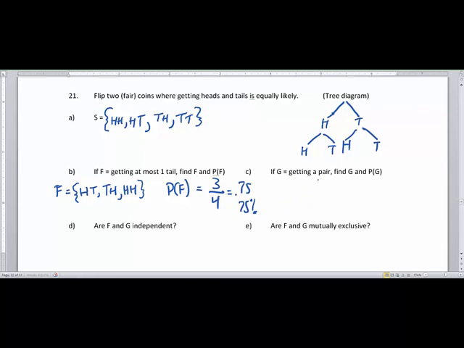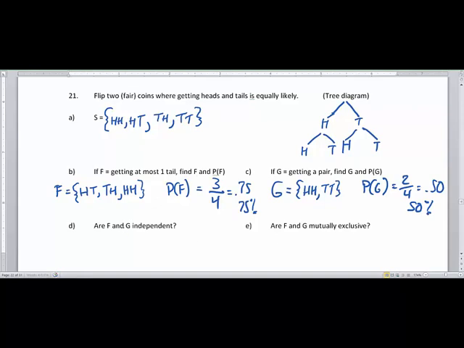Now let's get a pair. This is set G, which is getting a pair. Let's find our set G, and then give us our probability of getting G. So set G will be heads, heads, and tails, tails. That's pretty easy to get. A lot of you figured that one out pretty great. Now the probability of G is going to be 2 out of 4, because we have 2 elements in this set, and we have 4 elements in set S. So our denominator is always our number of possibilities in this case. So this is going to be 0.5, stylistically 0.50 or 50%.